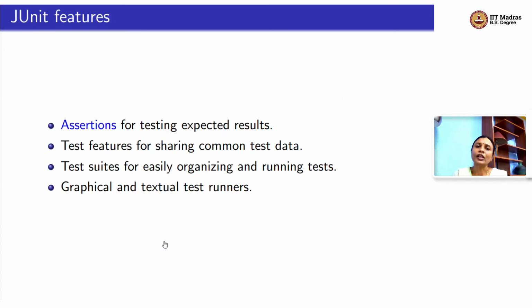So JUnit has several features. This is just a snapshot of some of the important features. One of the core features of JUnit is the notion of assertions. Assertions help you to write what you would expect as a result of a test case execution. We'll see several examples of how to write different kinds of assertions. It's basically like a Boolean predicate that will return true or false.